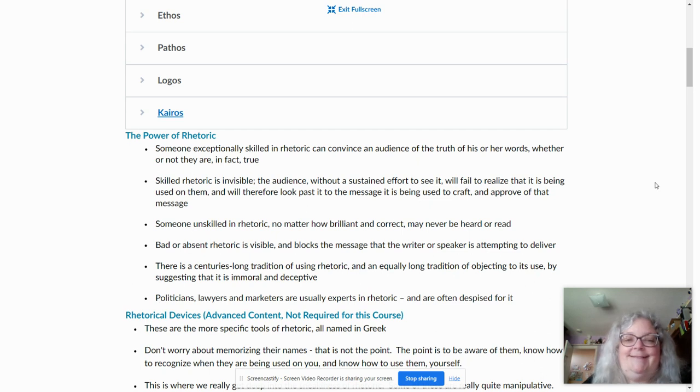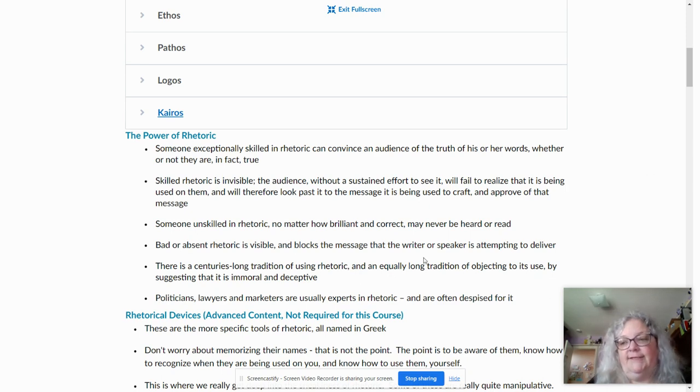And there is a centuries-long tradition of using rhetoric, and an equally long tradition of objecting to its use by suggesting that it is immoral and deceptive. Politicians, lawyers, and marketers are usually experts in rhetoric, and they're often despised for it. Now, the reason I'm teaching you these tools is, first of all, because for centuries, other people have known them, and they will be used on you. And probably unconsciously, you're using them yourself. So you should probably try to take control of them.